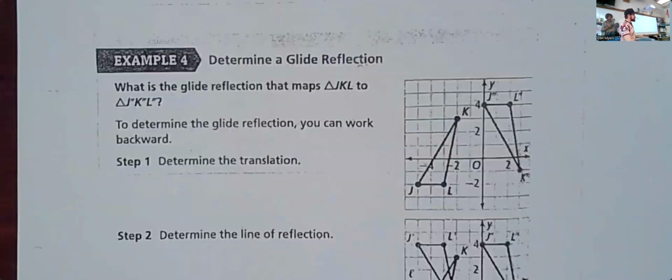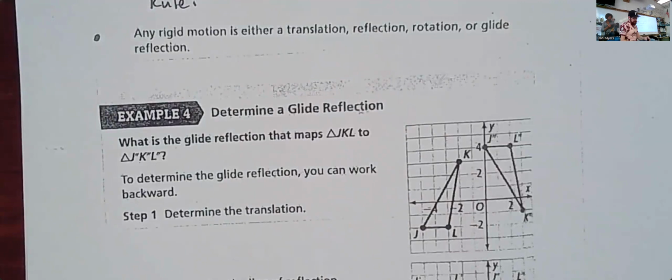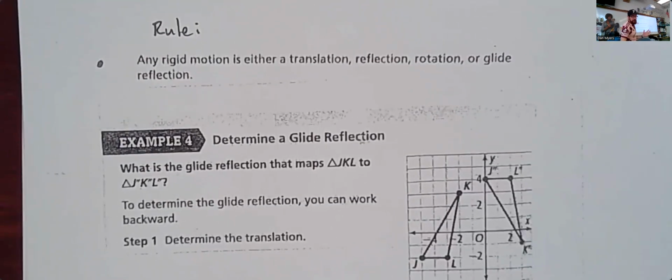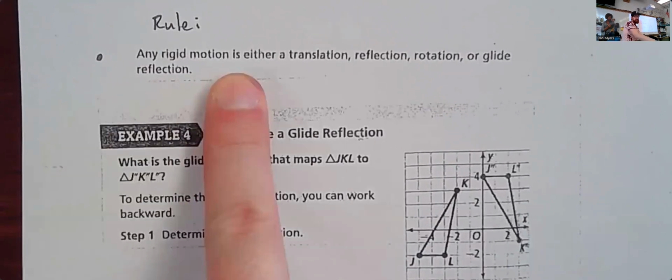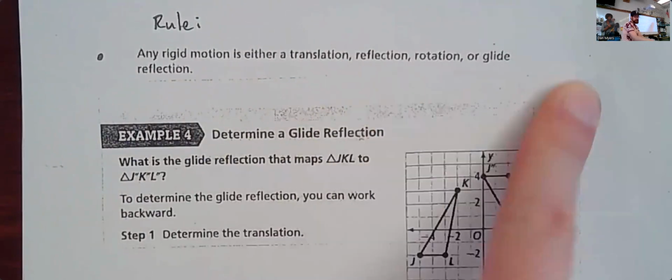So I just want to talk about real quick what a rigid motion is, and then we can go from there. So we all know that a rigid motion is a type of transformation that does not change the original shape or size. And we've actually done every type of rigid motion now. And so any rigid motion is either a translation, a reflection, a rotation, or a glide reflection.